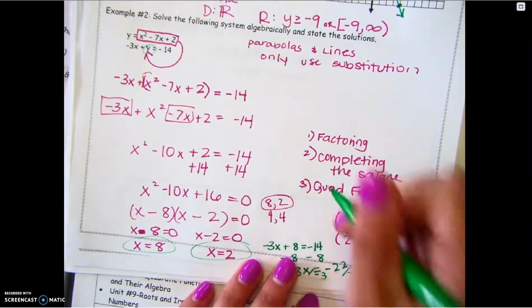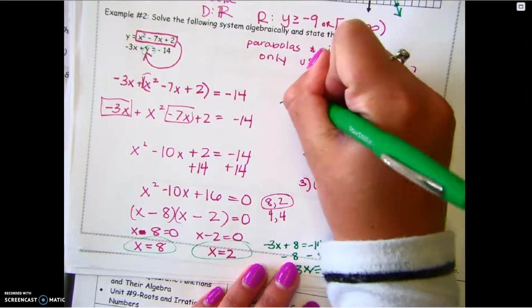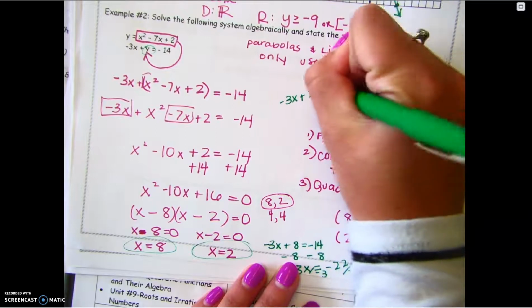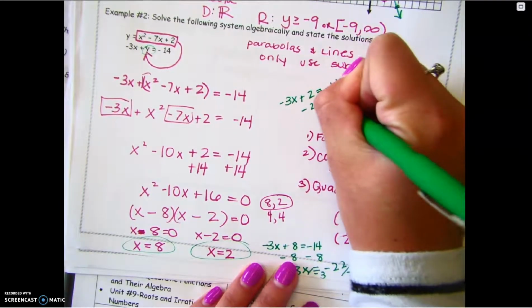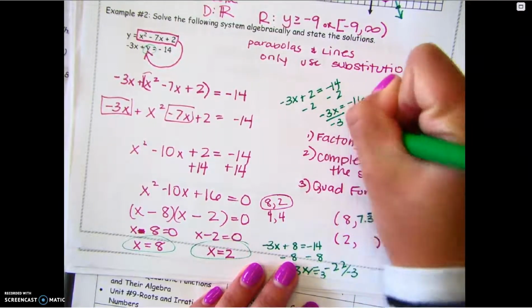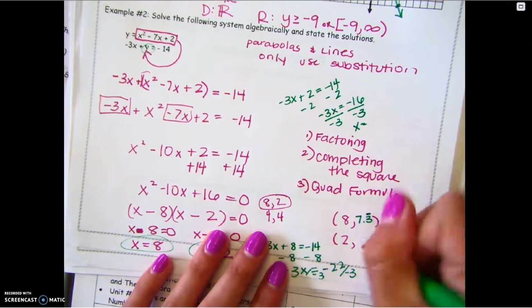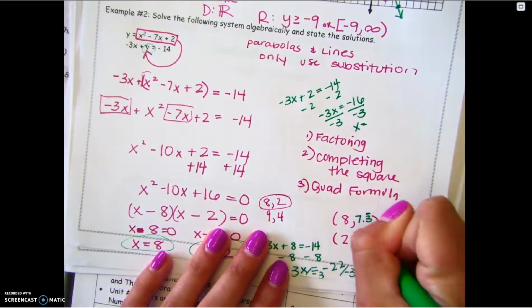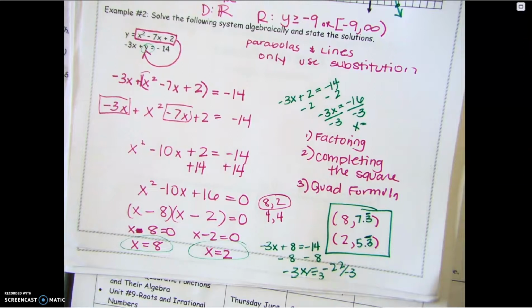And then I'll do the same thing with 2. Negative 3x plus 2 equals negative 14. Negative 3x equals negative 16. It's not a great answer either. That is 5.3 repeating. So although those points are not nice, that would be where they would intersect on a graph.